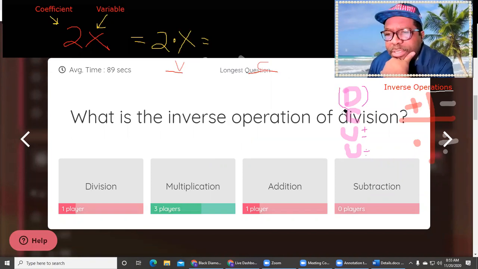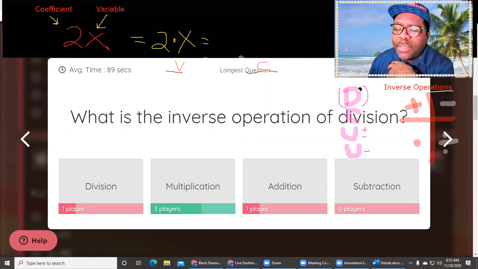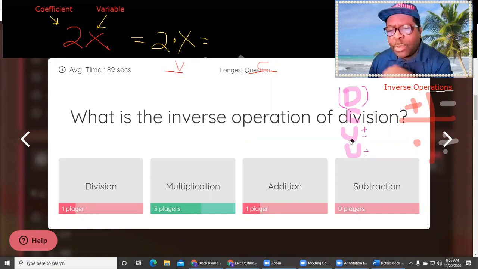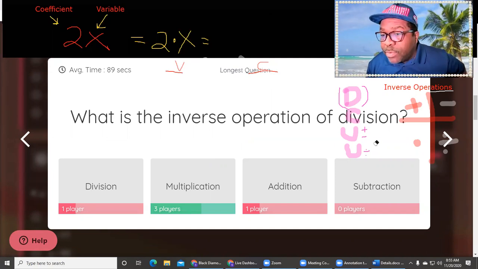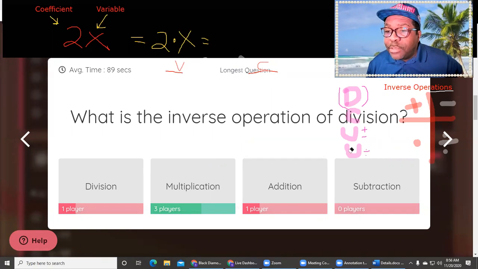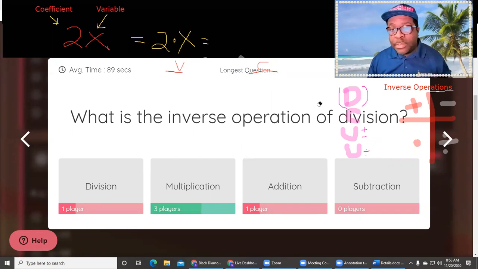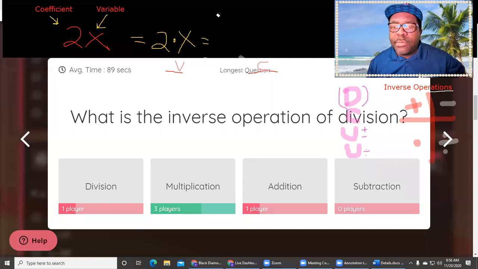Now, DCUU, which means distribute, combine like terms, undo with addition or subtraction, undo with division. We'll use that a little later on. I just wanted to introduce it right now. And actually right now, all we've been doing would be the bottom part. We've been undoing with addition and subtraction, and we've been undoing with division. All right, let's go to the next problem.